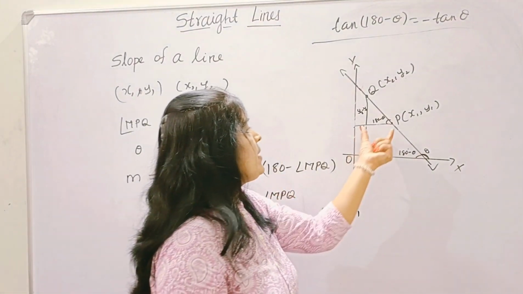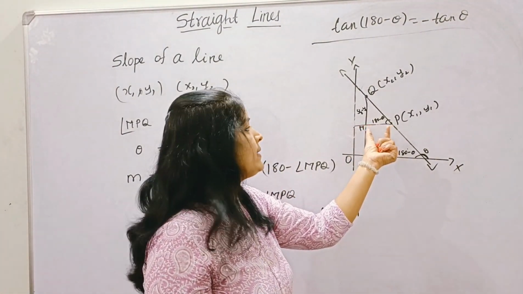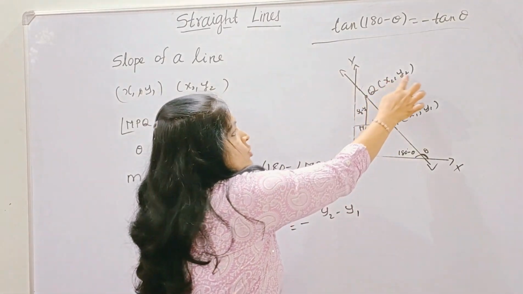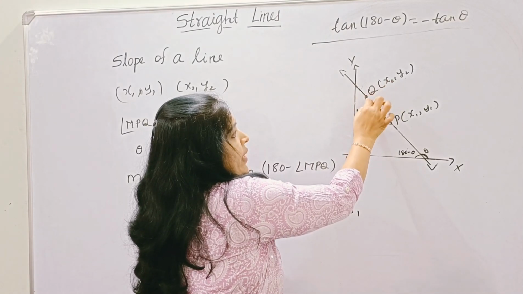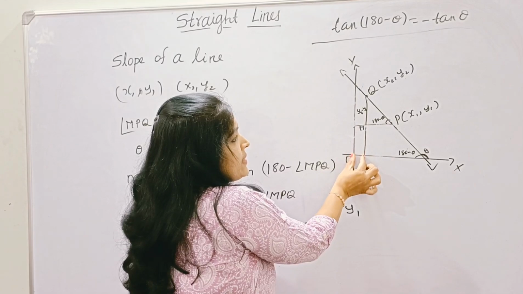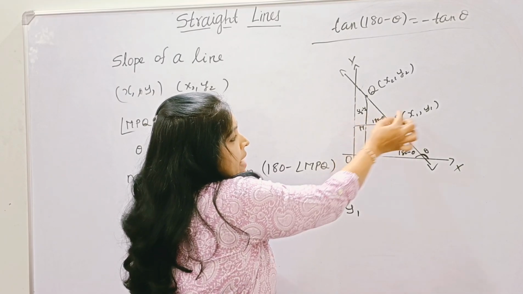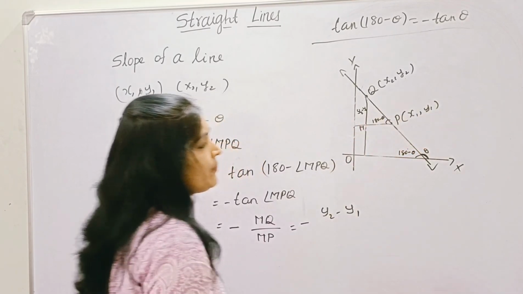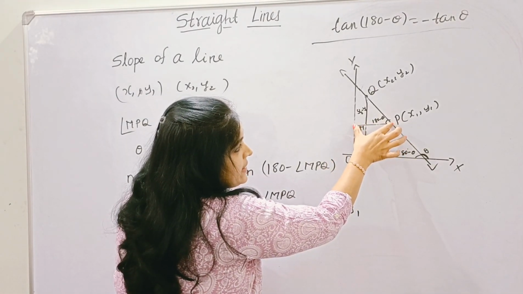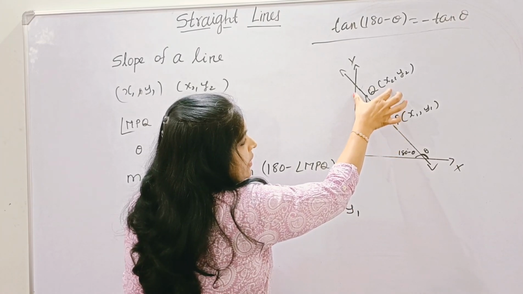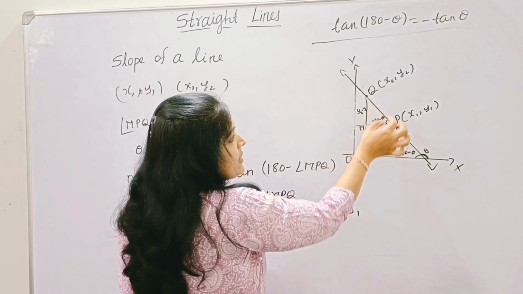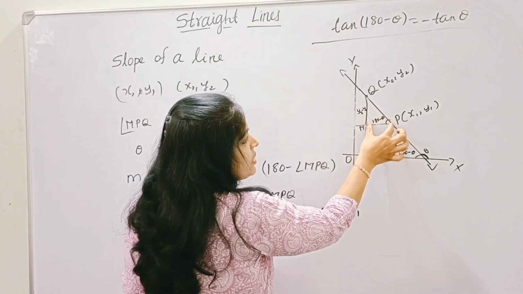Next, we have to find the adjacent side, that is MP. How to find it? Since it is the point x2, y2, this distance is x2. And it is the point x1, y1, so this distance is x1. So this point is nothing but... yes, we have to find this one, right?